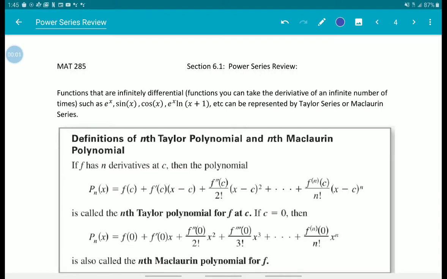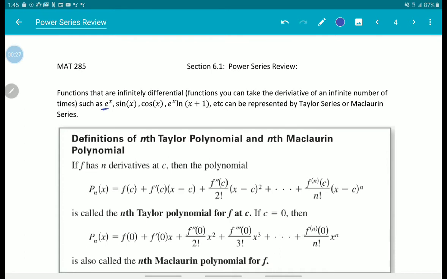So let's have some more fun with power series. If you remember back to Calc 2, we talked about Taylor polynomials and Maclaurin polynomials, and we said we could take some functions that were infinitely differentiable, which means that we could take the derivative of them over and over and over again. And we can represent those in terms of a Taylor series or a Maclaurin series.